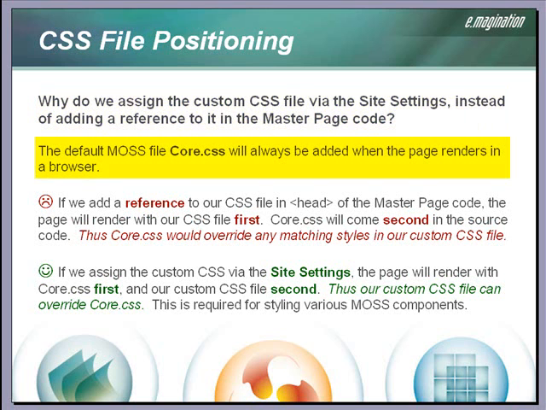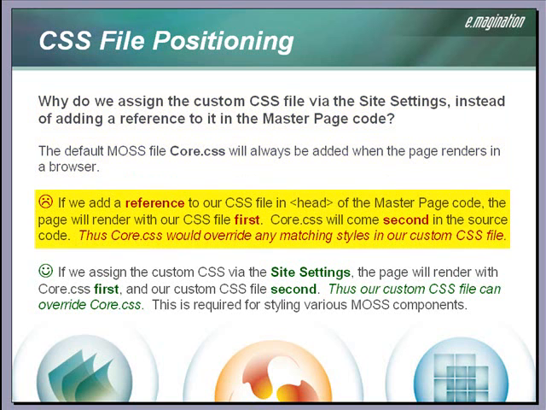The default Moss file core.css will always be added when the page renders in a browser. So the bad news is, if we add a reference to our CSS file in the head tag of the master page code, the page will render with our CSS file first. Core.css will come second in the source code. Thus, core.css would override any matching styles in our custom CSS file.